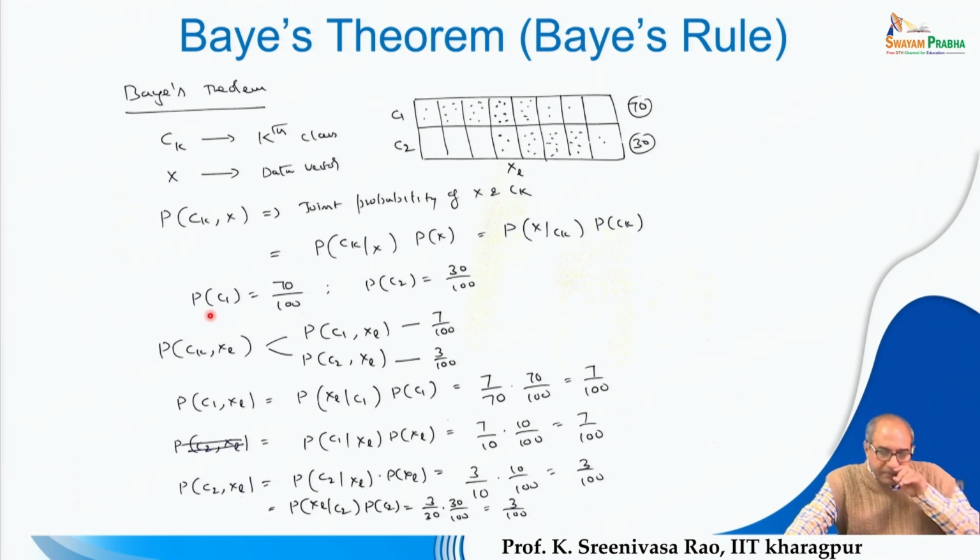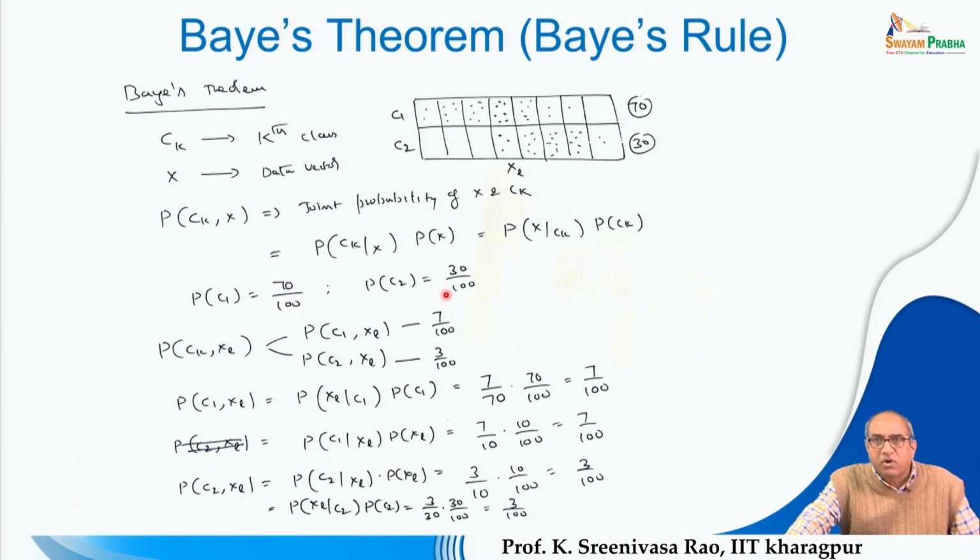And now we know from the examples that there are a total of 100 examples, out of which 70 belong to class 1 and 30 belong to class 2. So with that we know the probability of C1, the unconditional probability, is 70 by 100, since there are 70 examples out of 100. Similarly, the probability of C2 is 30 by 100.